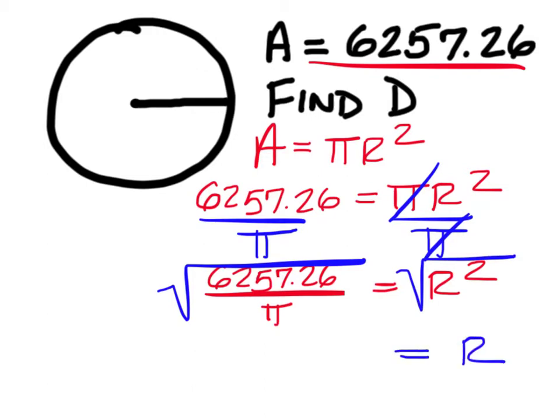Now you got to type in the problem there on the left, so hit second x squared and then 6257.26 divide pi, right-hand parenthesis, and you'll come out with 44.6. That's r, but you have to double it to get the diameter. That should be 89.2.